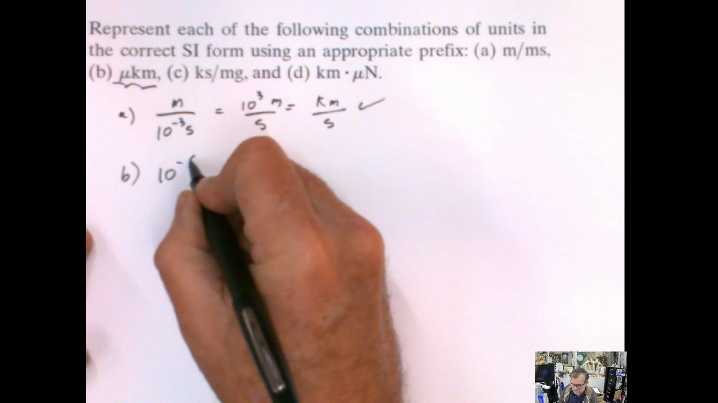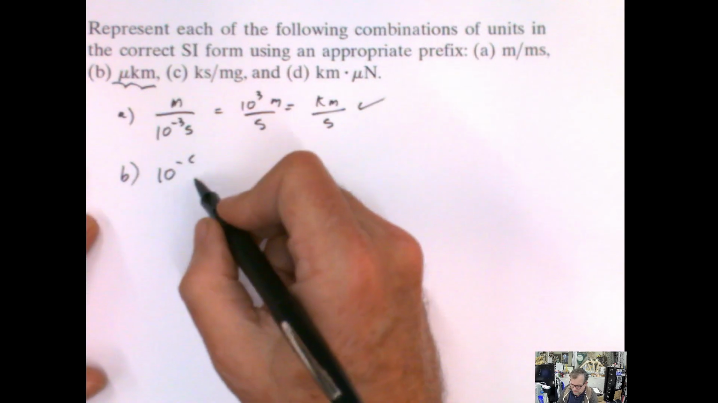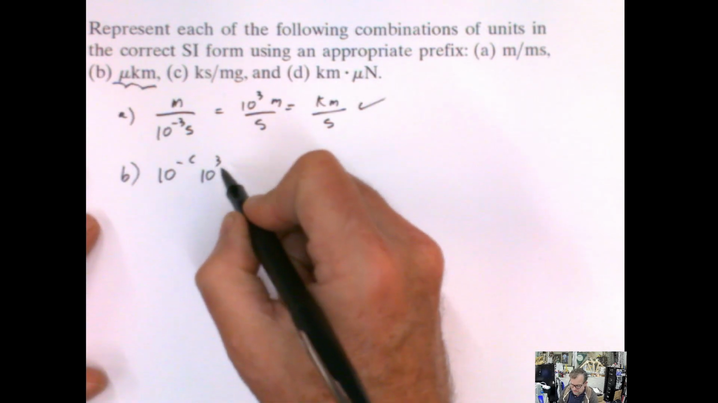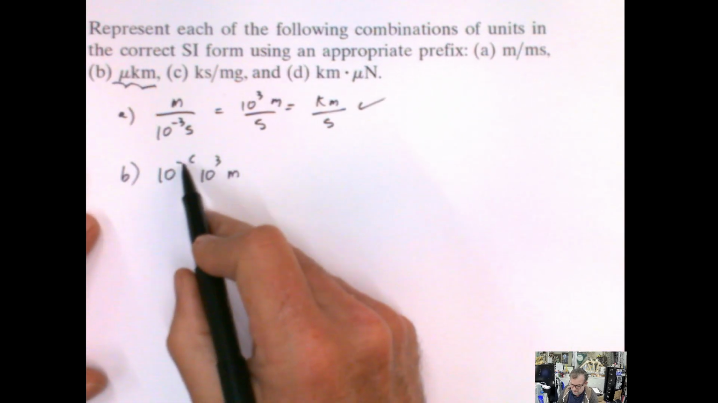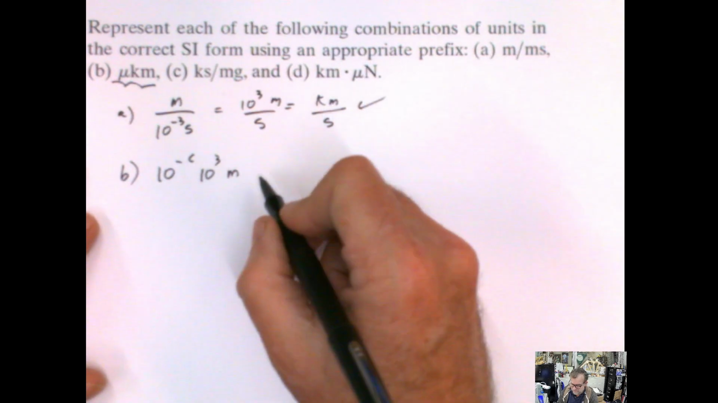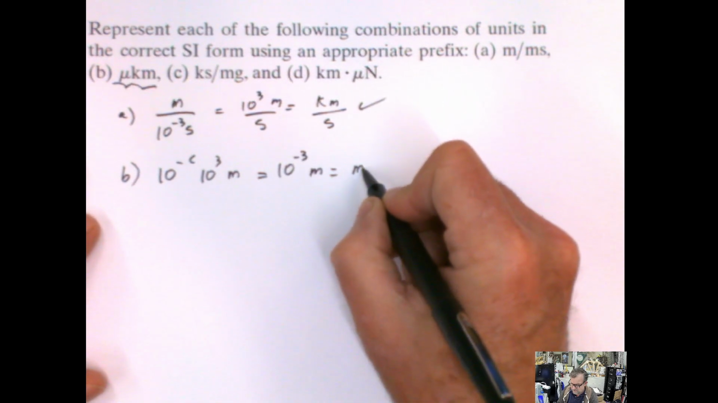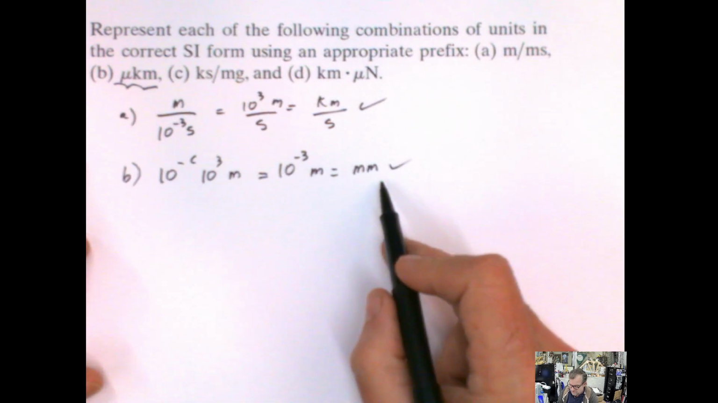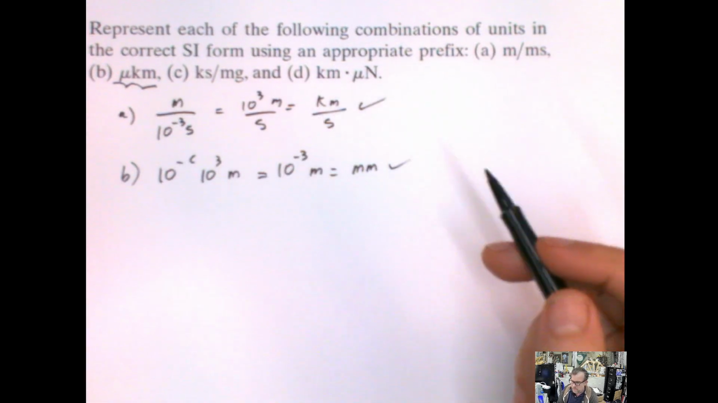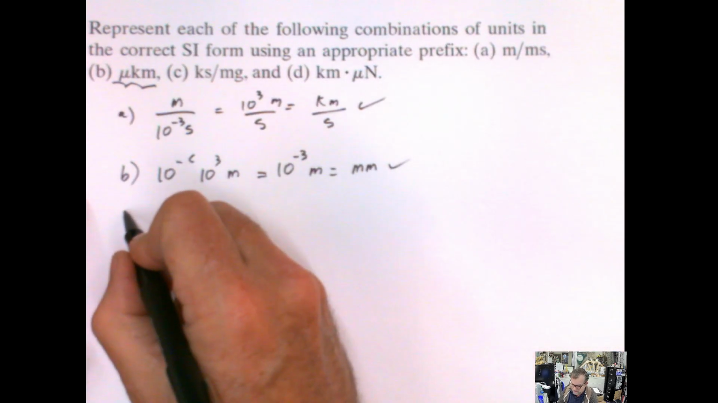Micro. What is micro? 10 to the negative 6. What in this word is microkilometer? Nothing. Kilo. 10 to the third. Meter is the only one that can stay there. So 10 to the negative 6, 10 to the third, that means 10 to the negative 3 meters, that means millimeters. There you go. It's not easier to say millimeter than microkilometer. I don't know who came up with that thing, but this is really wrong.